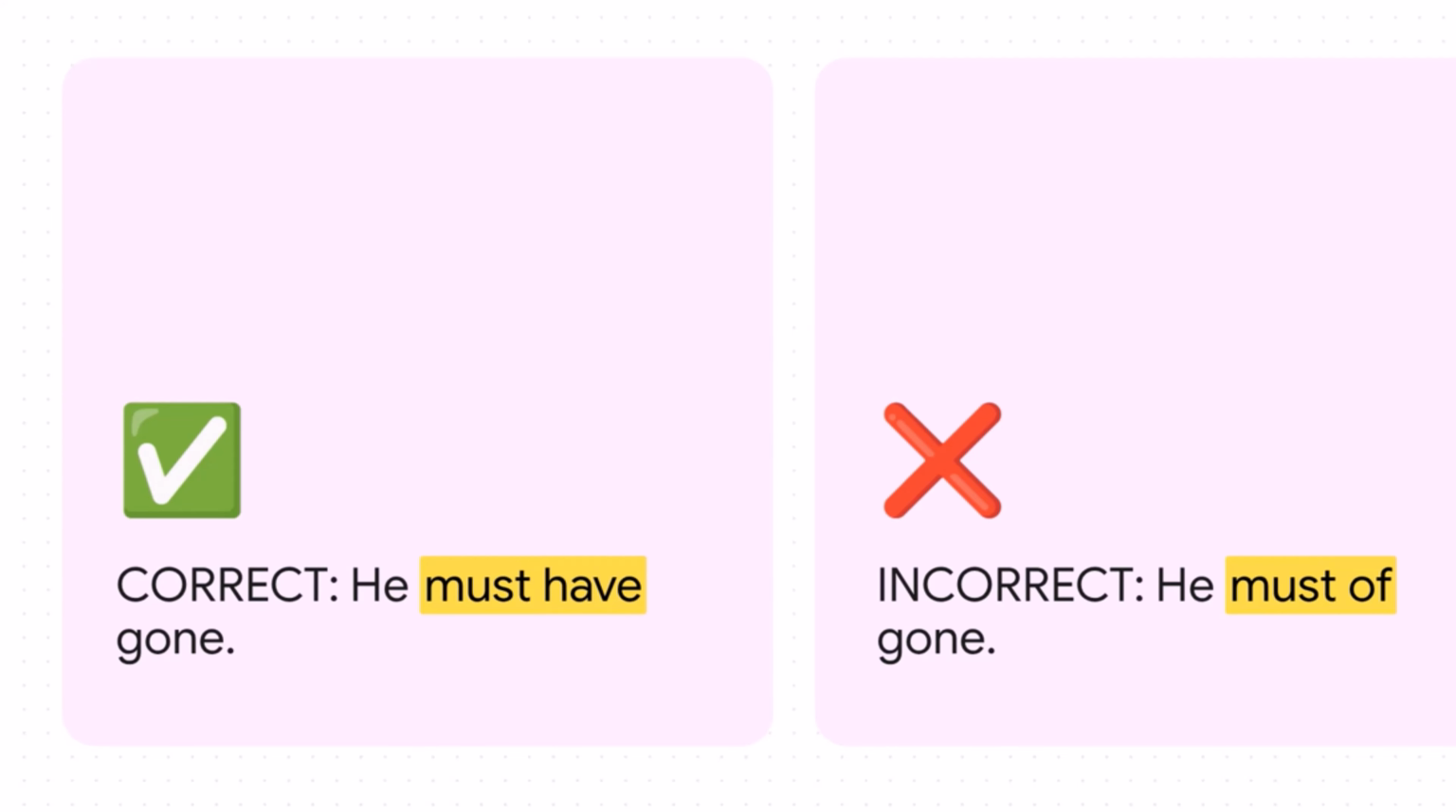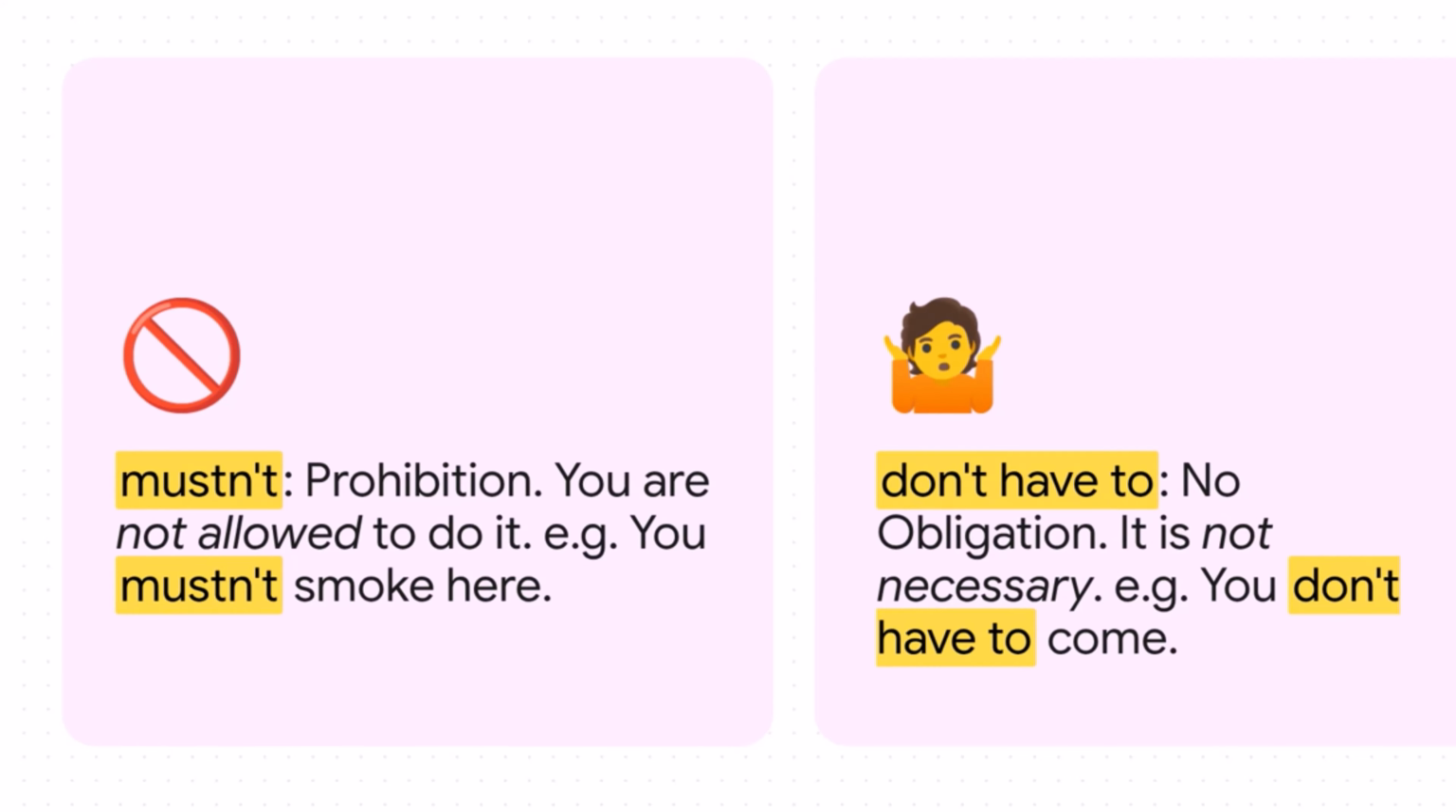The correct phrase is the modal verb followed by have, so it's he must have gone or I should have studied. Now listen up, because this one is so important. Mustn't and don't have to look similar, but their meanings are worlds apart. You mustn't smoke here means it's forbidden, it's against the rules. But you don't have to come just means there's no obligation. You can if you want, but it's not necessary. Getting that distinction right is huge.